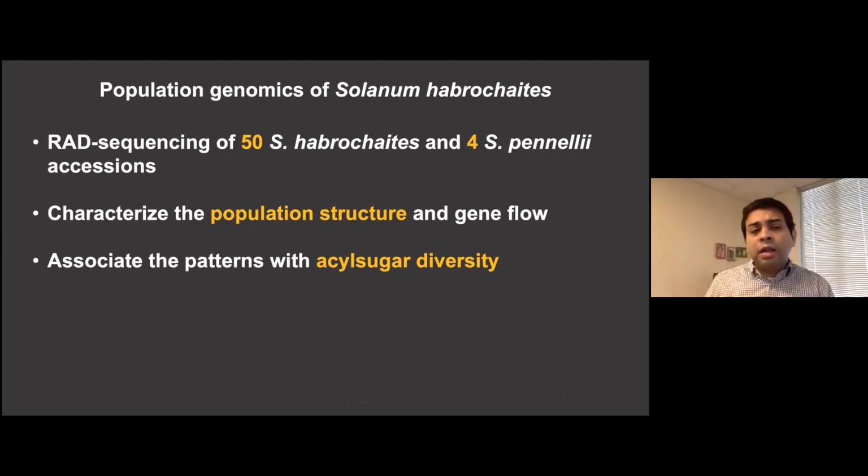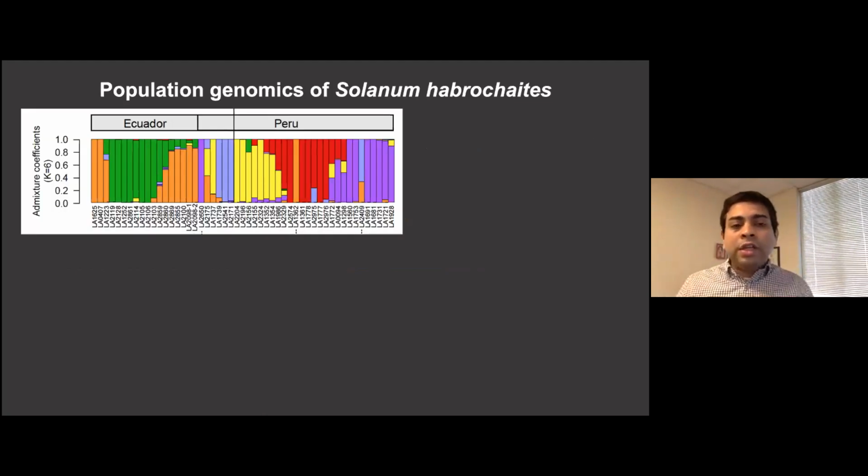And the initial idea was to sequence different habrochaites accessions and characterize the population structure and gene flow and associate the patterns with acyl sugar diversity. So initially, after doing the RAD-seq, I won't go into the RAD-seq details, but the first thing that stood out was that some accessions here, these accessions are organized from north to the south, and some accessions really stood out.